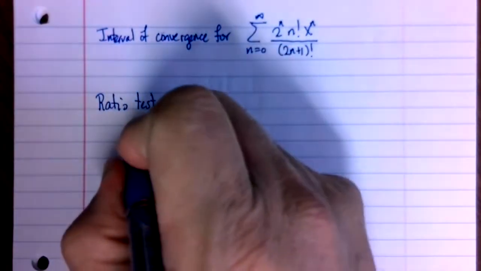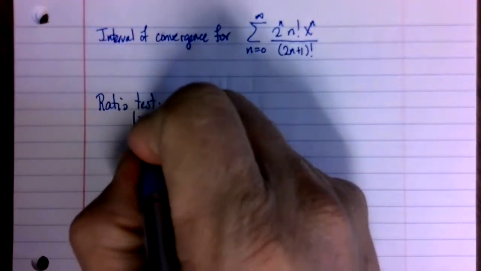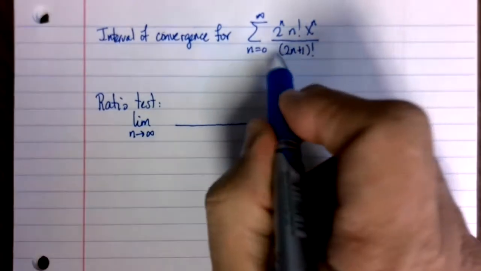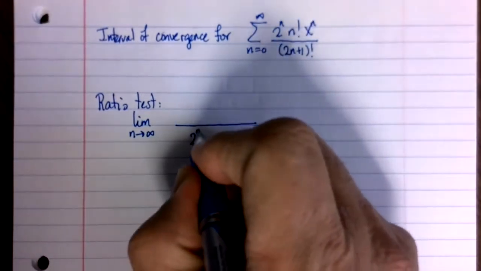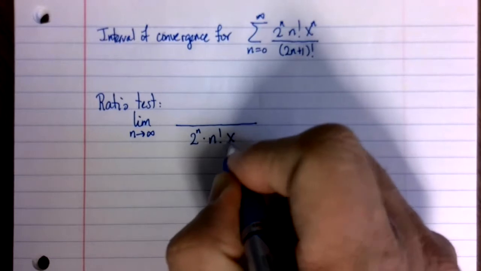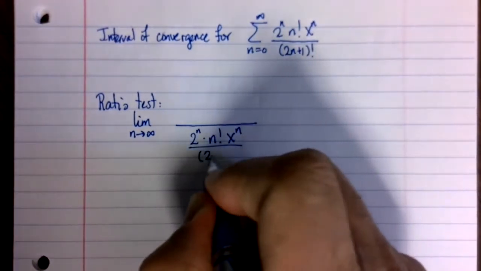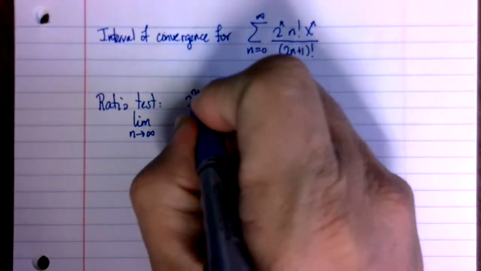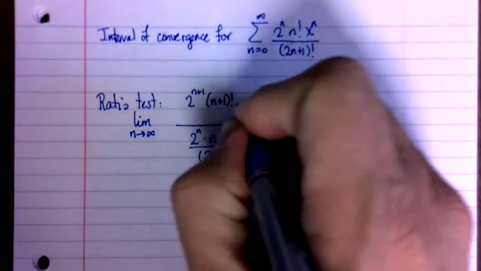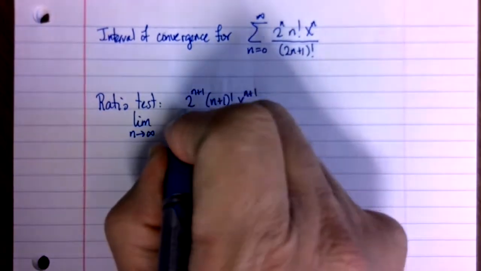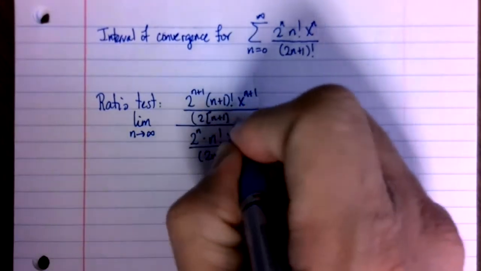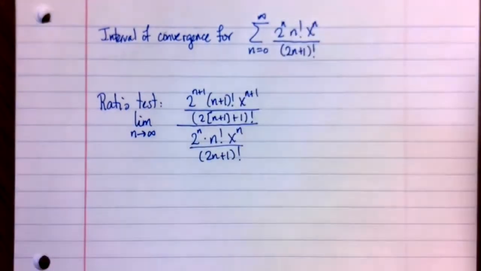And so we will compute the limit as n goes to infinity of this big fraction. The denominator will be the original thing there, 2 to the n times n factorial x to the n over 2n plus 1 factorial. The numerator will be the same thing, except everywhere I see an n, I'll replace it by n plus 1: n plus 1 factorial x to the n plus 1 divided by 2 times n plus 1 plus an extra 1 factorial.